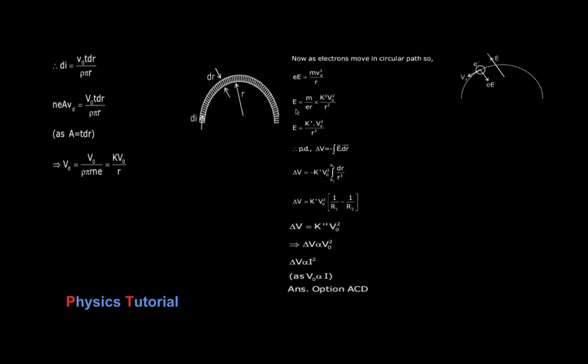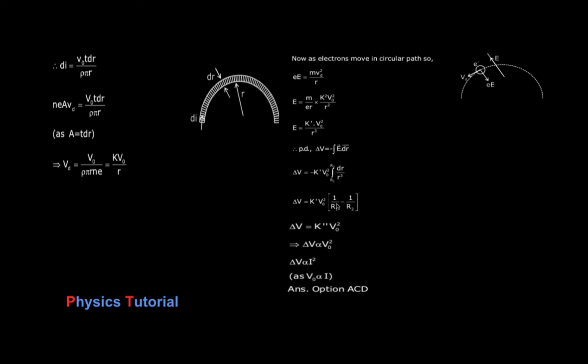So the electric field we can evaluate by dividing with e: m upon e r times k square V0 square by r square. In this way we find the electric field, that is k dash V0 square upon r cube. Therefore the potential drop, delta V is equal to minus integral of E dot dr. Now use this E expression and integrate dr by r cube. 1 by r cube is r to the power minus 3, whose integral is r to the power minus 3 plus 1, that is r to the power minus 2, that is r square.